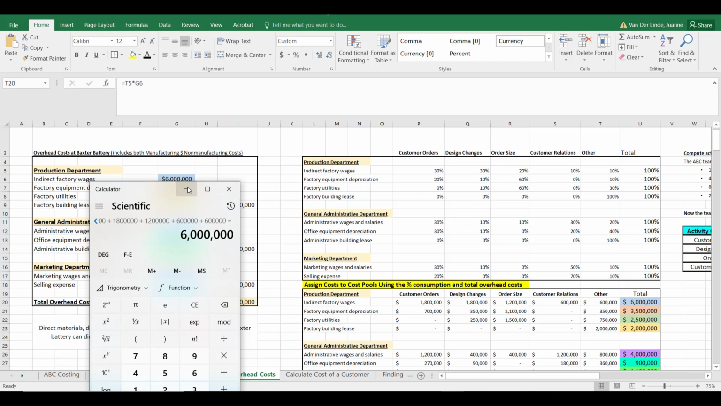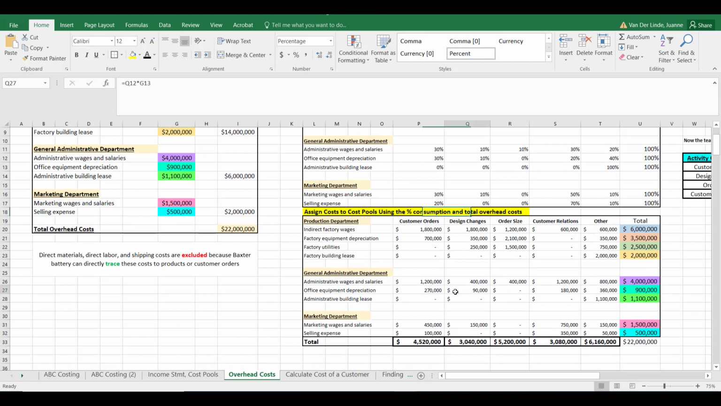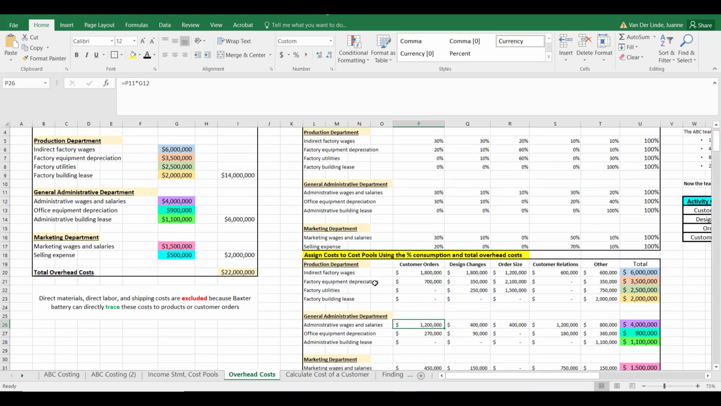That gives me 6 million. And you want to do that for each of these costs, one by one, multiplying the total cost with the percentage that has been consumed by that activity cost pool. And that led to this breakdown of this table here. I took each of these costs and figured out what percentage of each of those costs needed to be dumped into each of these cost pools based on how much that activity consumed of each of these costs.